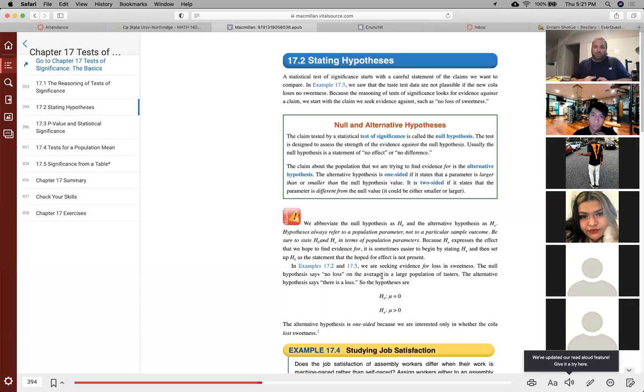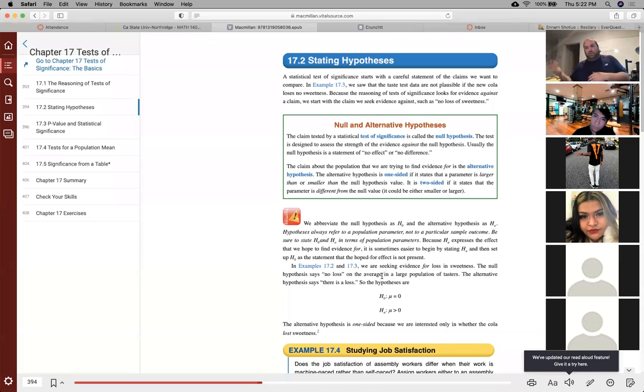Why would they not want to have too little Coke in the bottles as well? Why would that be a problem? I would think they can make even more profit that way. Well, they might lose customers. Customers will be angry. Customers could sue, right? If I buy 2 liters, I expect 2 liters. So there's a reason why they don't want to have too much and they don't want to have too little. So in that case, my alternative will be two-sided. Is it 2 liters or is it not equal to 2 liters?